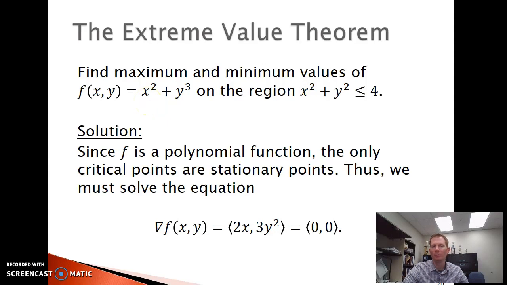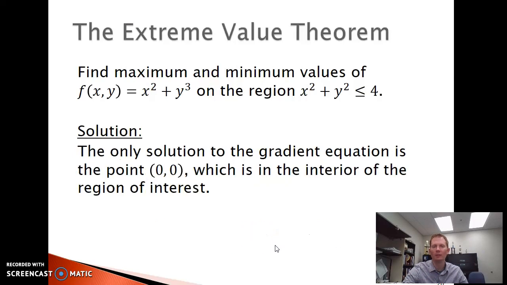The gradient is also very easy to calculate. The partial derivative with respect to x is 2x. The partial derivative with respect to y is 3y squared. We need that to equal 0, 0. So the system of equations you get from this is actually very easy, right? 2x equals 0, which says x must be 0, and 3y squared equals 0, which says y must be 0. So the only solution to this gradient equation is the point 0, 0. That is also in the interior of the region of interest, right?